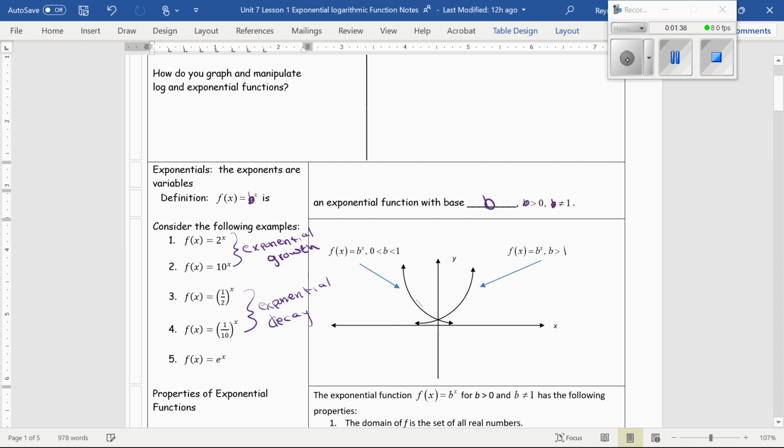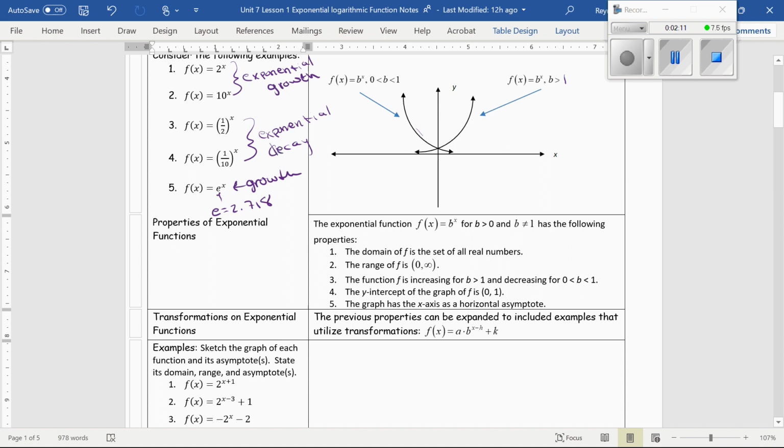Now, your b value is not going to be negative. That's why it always needs to be greater than 0, because otherwise, if you think about your rules of exponents, that would bounce back and forth between positive and negative values depending on whether your exponent is even or odd. For this one here, e is a number, much like pi. e is equal to 2.718, and so this function here will represent growth, all right, because it's greater than 1.